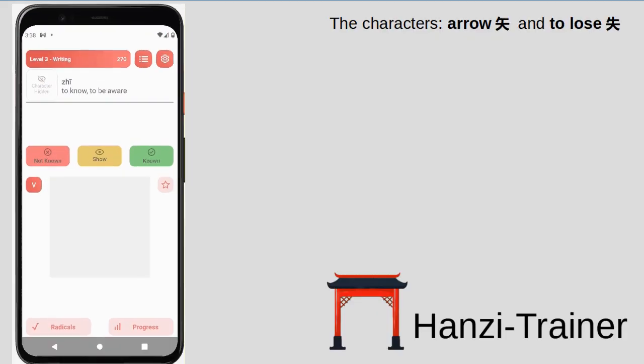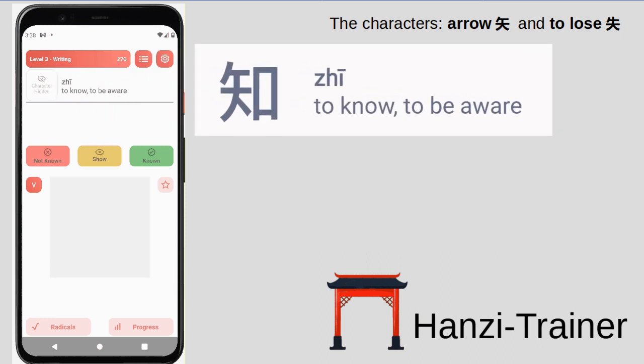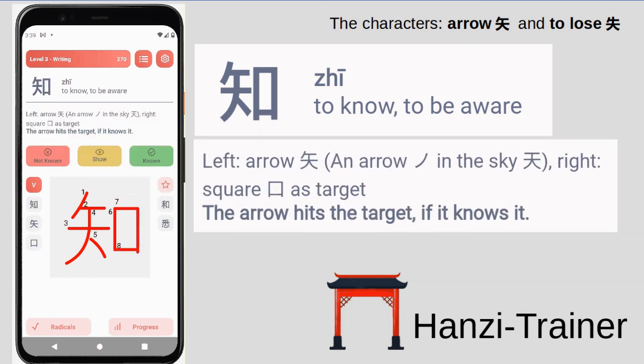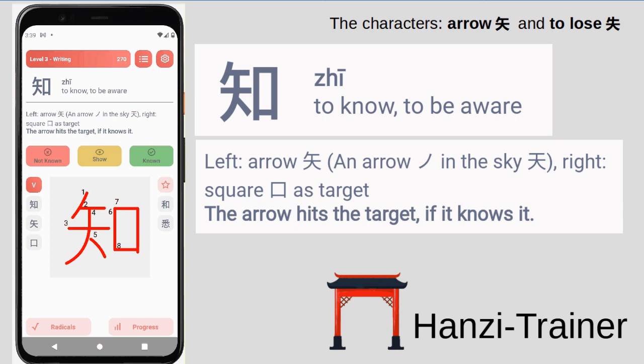I am now asked for the character with the pronunciation and the meaning to know or to be aware. Here in the bottom we have a drawing area where I can draw the character with my finger, and when I make a wrong stroke, the app tells me how to do it correctly. Or I can press the yellow button to get this character shown. Then, here in the middle, an explanation field pops up. It gives me some information of the components of this character and proposes a memory phrase.